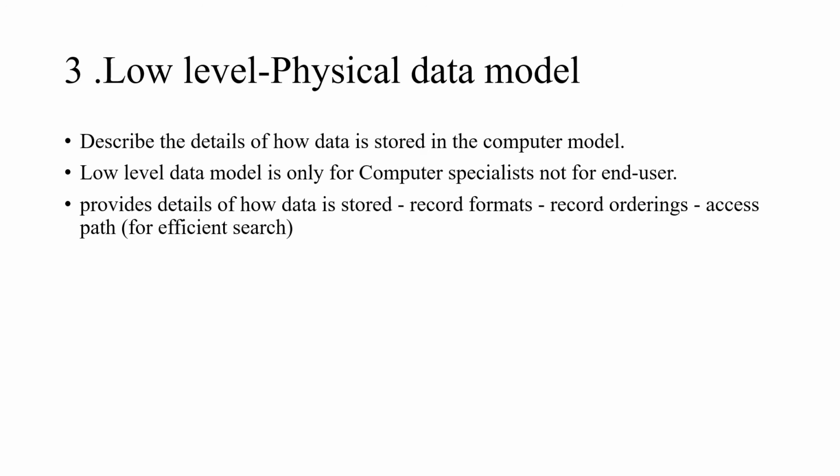In the third type, the low level or physical data model, here we describe how data is stored in the computer. So it is used by computer specialists, not for end users. So these are the 3 levels of data model. In the next video, we will explain entity relationship data model, hierarchical data model, network data model and relational data model. There are different types of data model. We will explain them in detail in the next video.